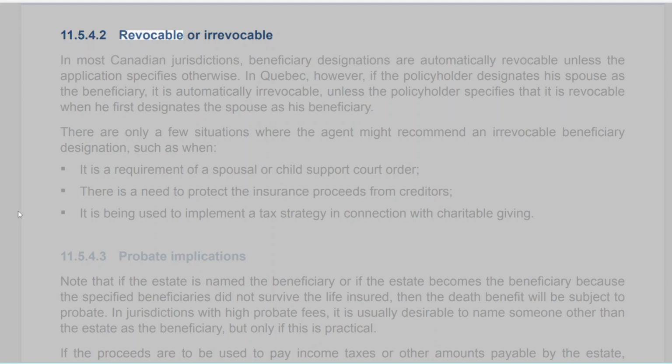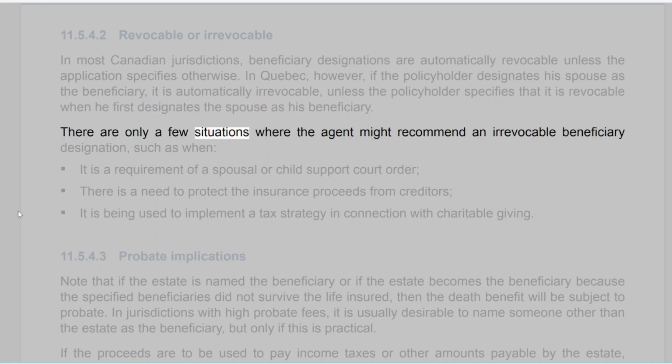11.5.4.2 Revocable or irrevocable. In most Canadian jurisdictions, beneficiary designations are automatically revocable, unless the application specifies otherwise. In Quebec, however, if the policyholder designates his spouse as the beneficiary, it is automatically irrevocable, unless the policyholder specifies that it is revocable when he first designates the spouse as his beneficiary.